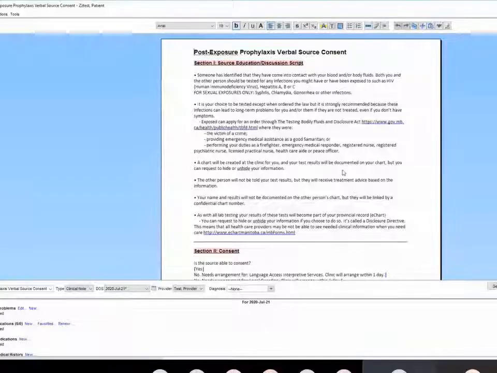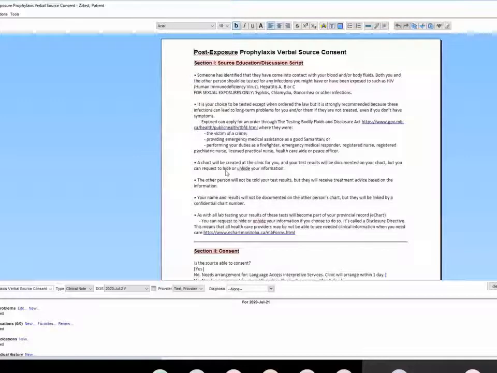So this is the clinical note template. The first section is just your script highlighting the pieces that you have to discuss with your patient. So someone has identified that they've come in contact with your blood or body fluids. It is your choice to be tested except where there's an order by law. So the link to the legislation is here, as well as a quick summary of who that legislation is applicable to: victims of crime, anyone providing emergency medical assistance, or your duties as a first responder.